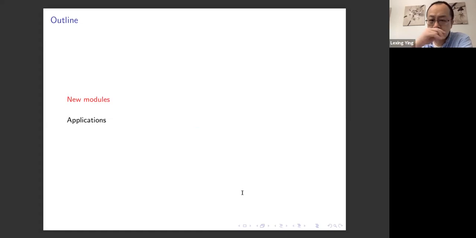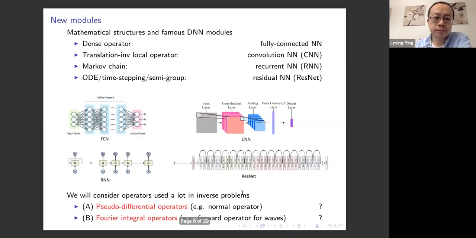Okay. So the outline of the rest of the talk is two parts. One is I'm going to talk about new modules. And second, after that, I'm going to talk about some applications. So new modules. An interesting thing is that if you take a look at the famous neural network modules, inevitably there's always a mathematical structure behind these modules.